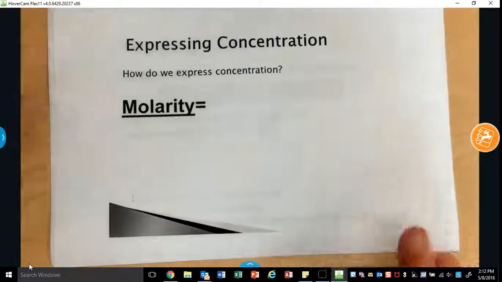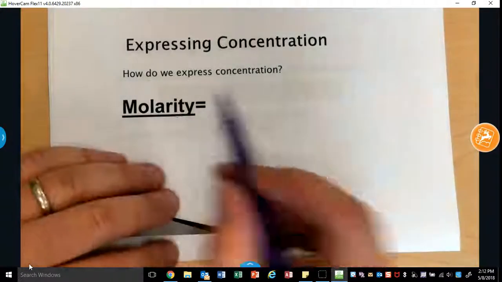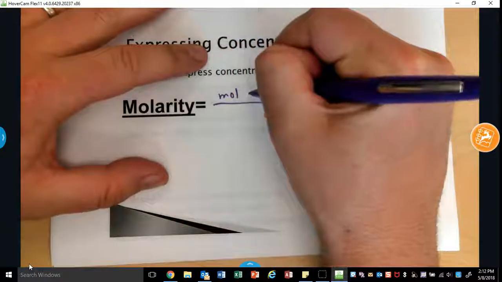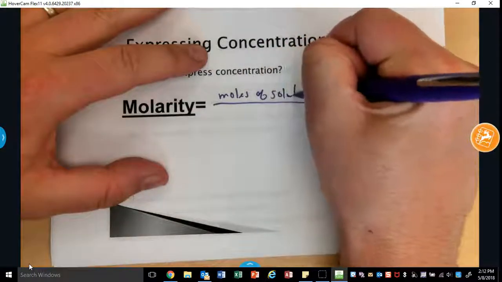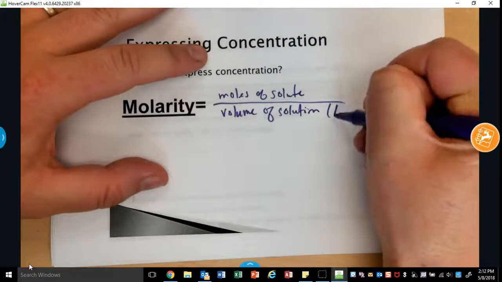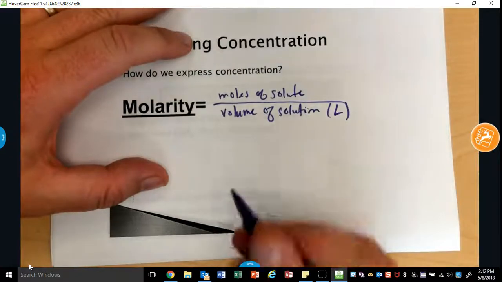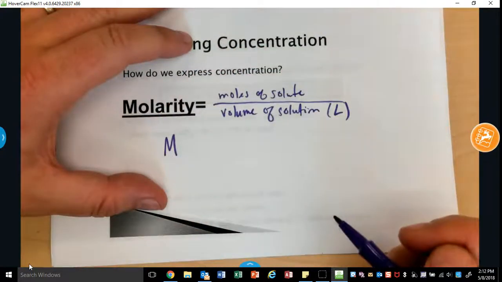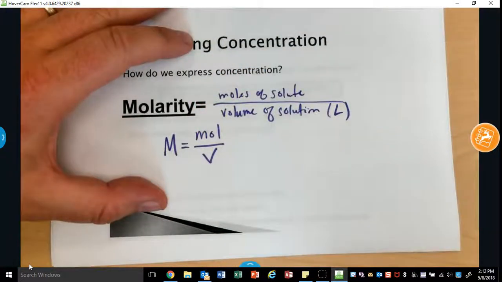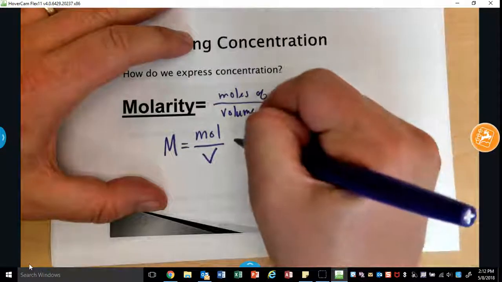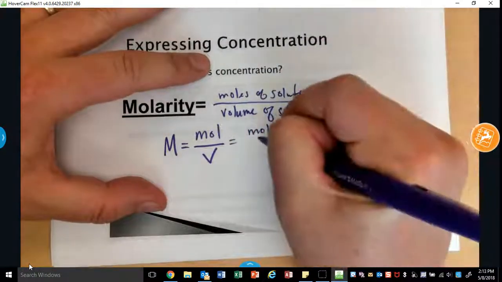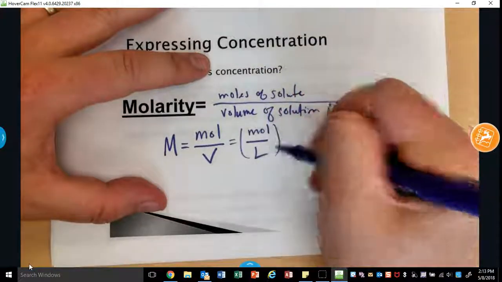All right, next, how do we represent concentration? So concentration is represented with something called molarity. And molarity is the number of moles of solute divided by the volume of solution in liters. So if we simplify this, molarity becomes a capital M, and molarity will equal the number of moles of solute divided by the volume of the solution. So when we calculate molarity, the unit on top will always be moles, and the unit on volume will be liters. So the unit will be moles per liter.